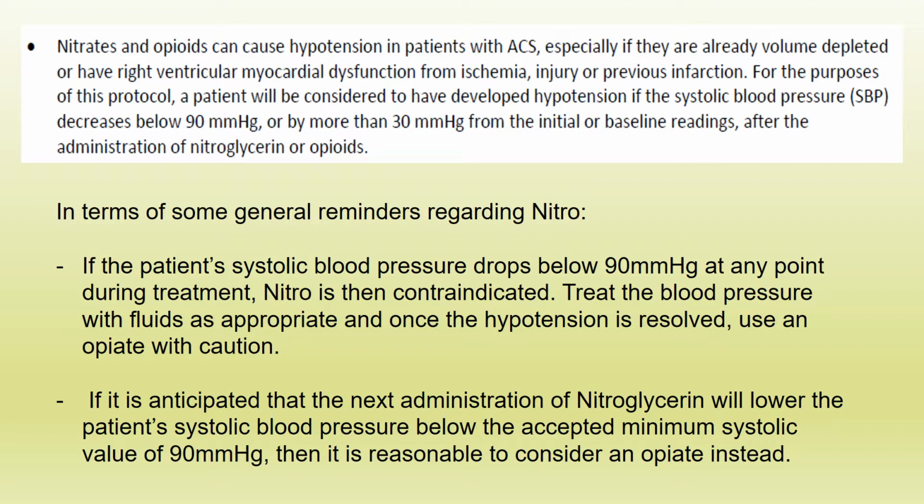The last point that I'm going to talk about here, so if you expect or think that nitro is going to potentially lower the patient's systolic blood pressure below 90 with another dose, so maybe the first drop went down by 25 or 30 points and now you're sitting at 110 systolic and the next dose is probably going to bring them down under 90, then it's reasonable to not administer that nitro again. So it may be that you only administered 1 nitro and then you switch to an opiate, and that's just because you don't want the patient to become hypotensive, and that's all right if that's your decision.